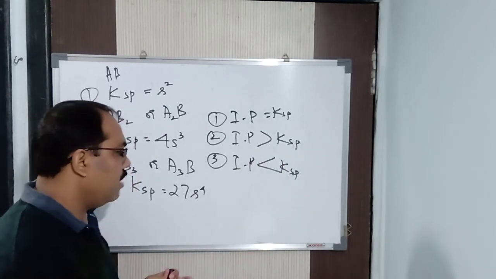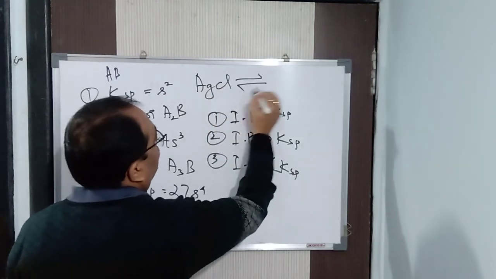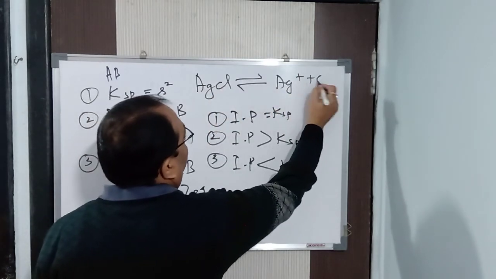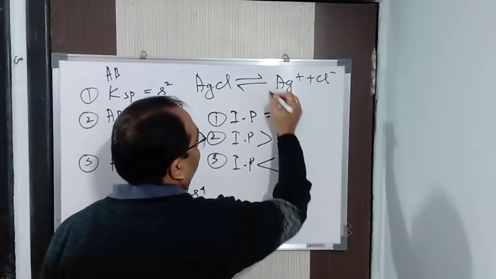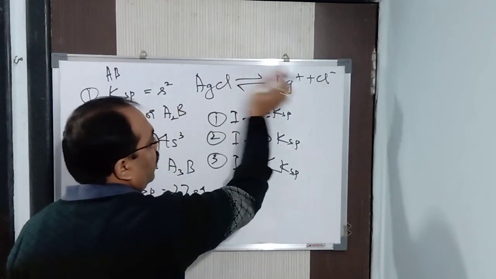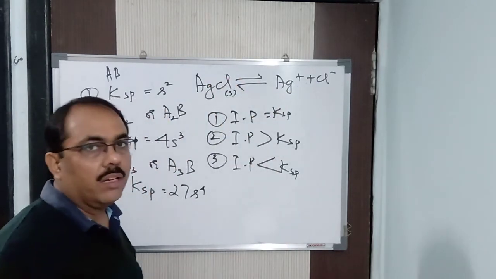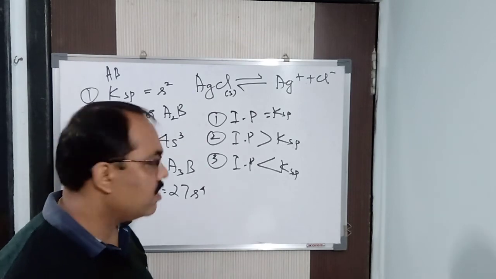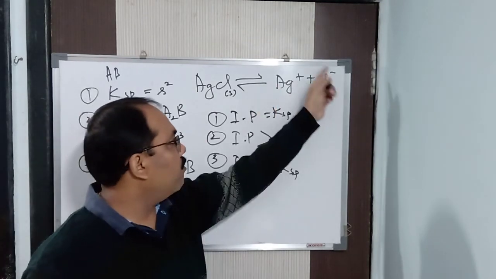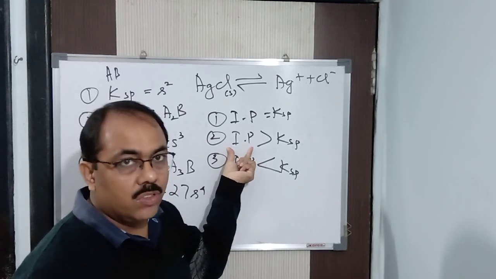Alright, now why is it that IP is greater than KSP? See, it's very important, very easy. I'll explain it here. When the concentration of the products is more, you know the equilibrium will favor the backward direction. When the equilibrium is favored in the backward direction, what is there? Solid. And what is going to happen? Precipitation will be formed. So when the concentration of the products is more, which means IP is more.